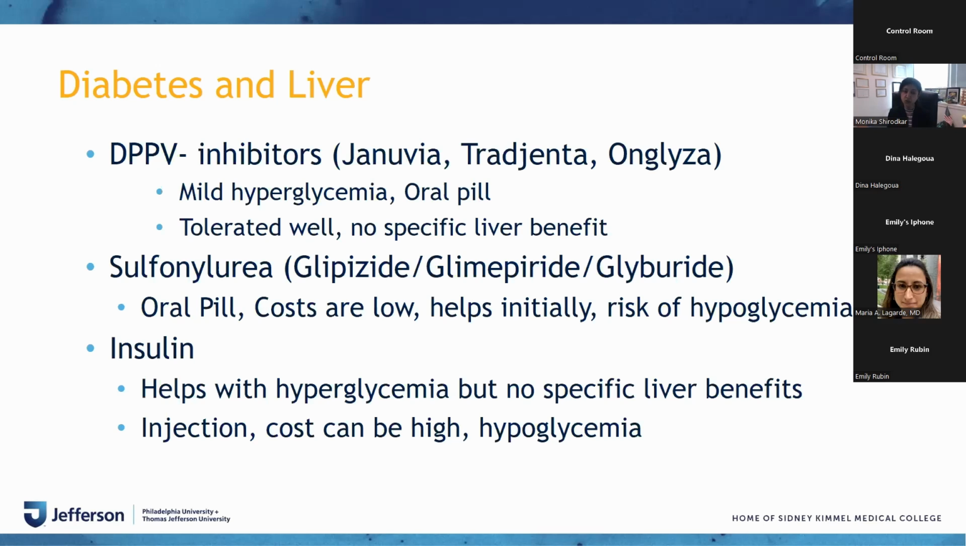And then insulin also, in certain situations with severe hyperglycemia, or your level of hyperglycemia, I should say, insulin is the only medication that may work. And there's no specific liver benefits, but clearly you need it for your hyperglycemia. Obviously, the downside to insulin is it's an injection, can be multiple injections, costs can be an issue, and then there's always that risk of hypoglycemia.